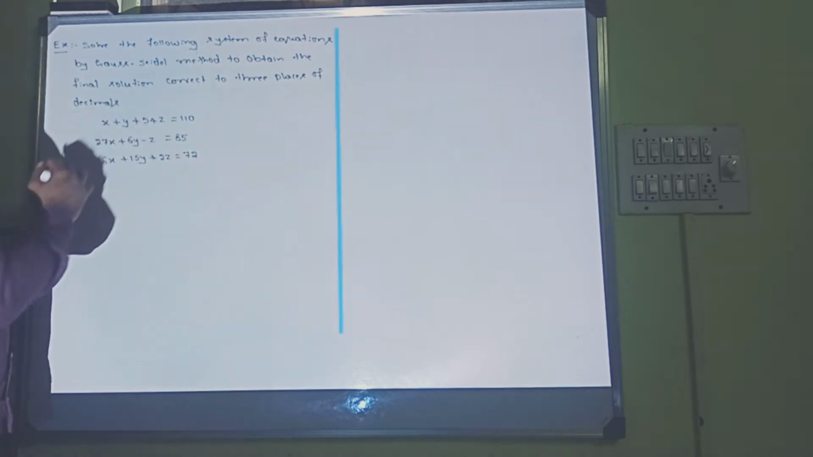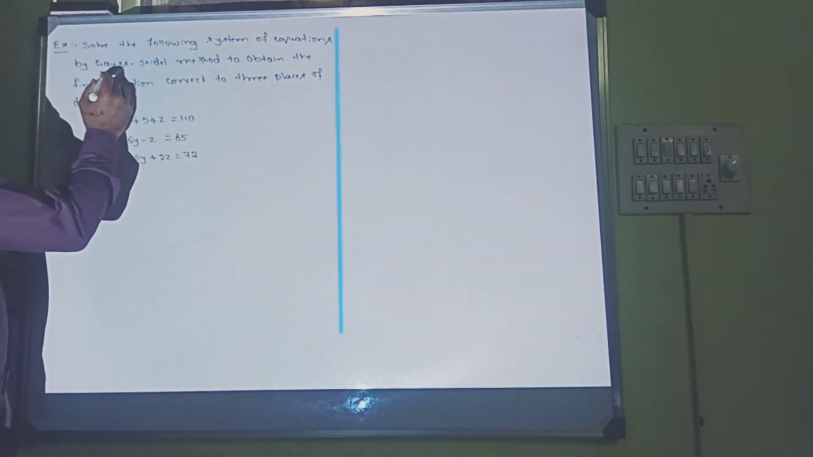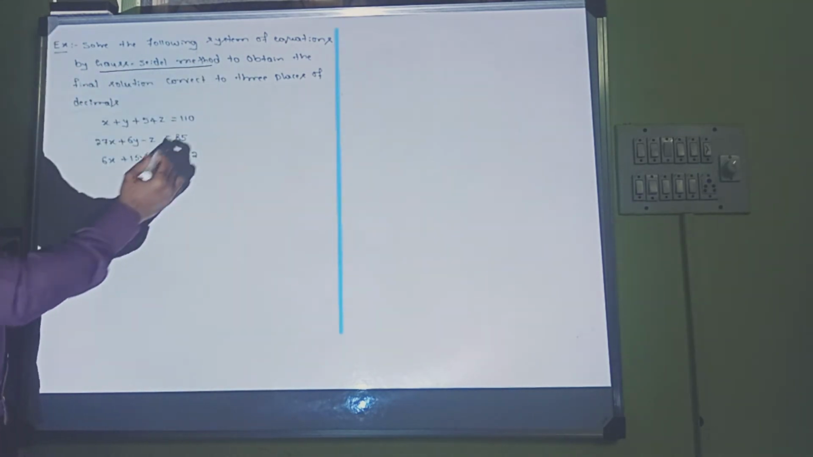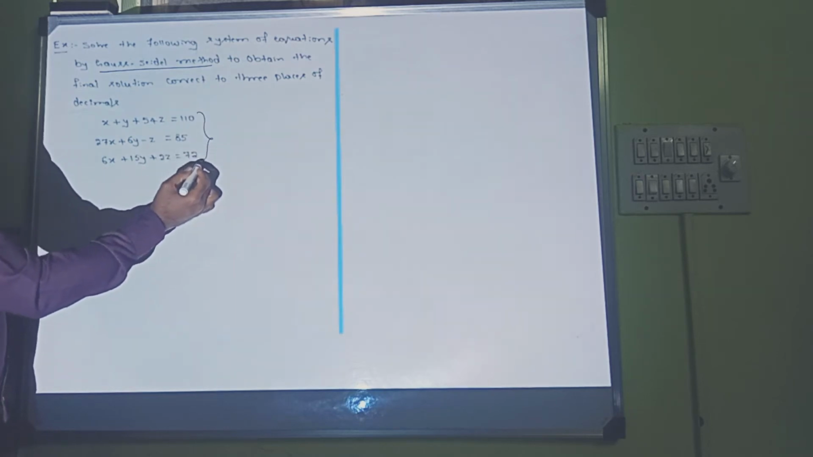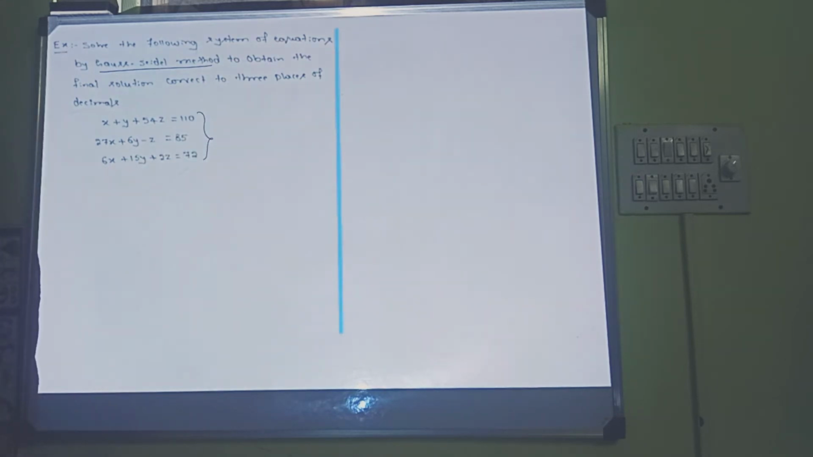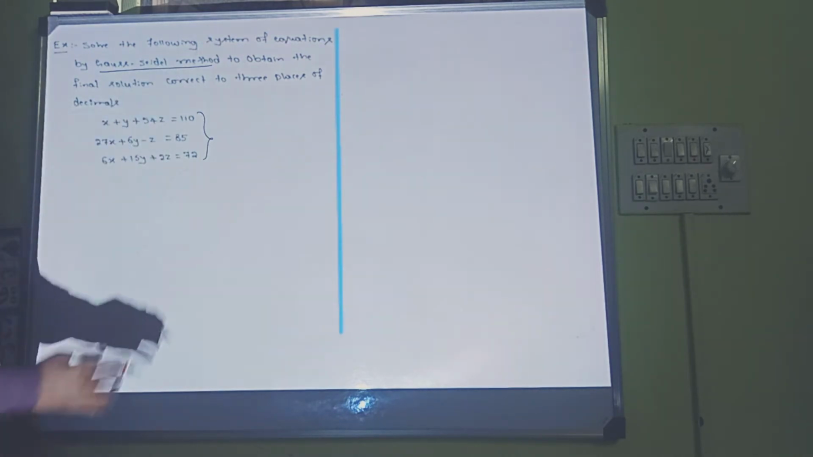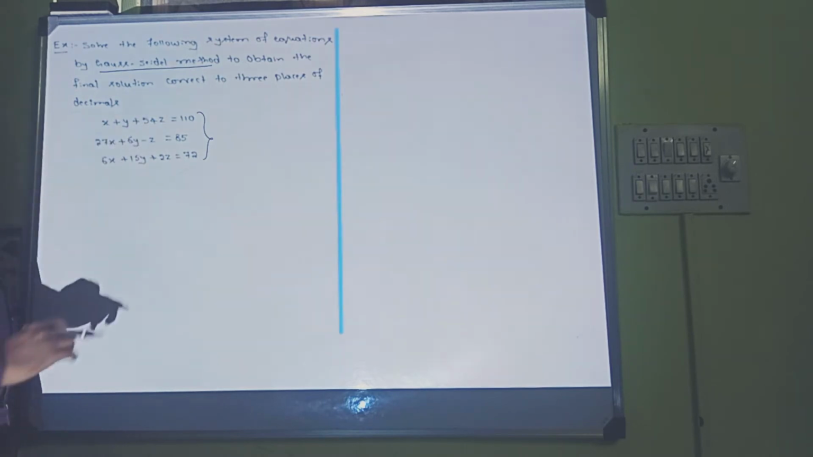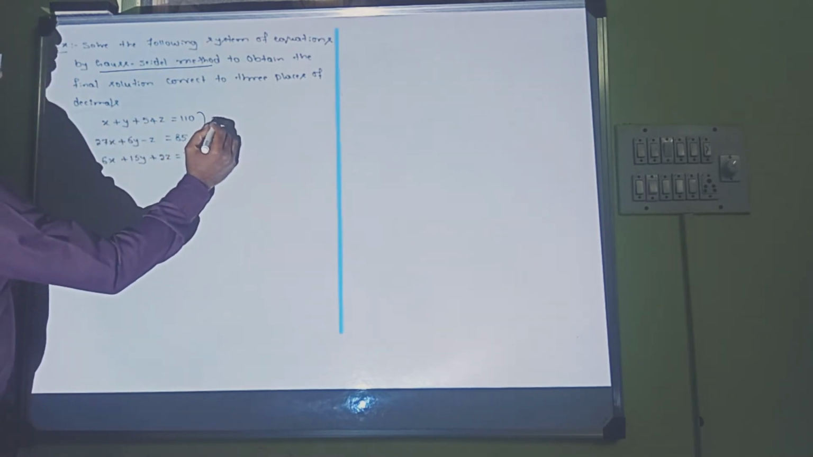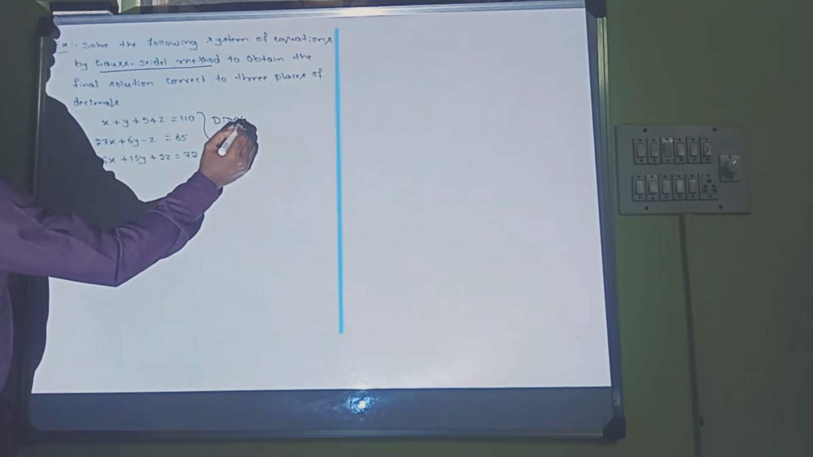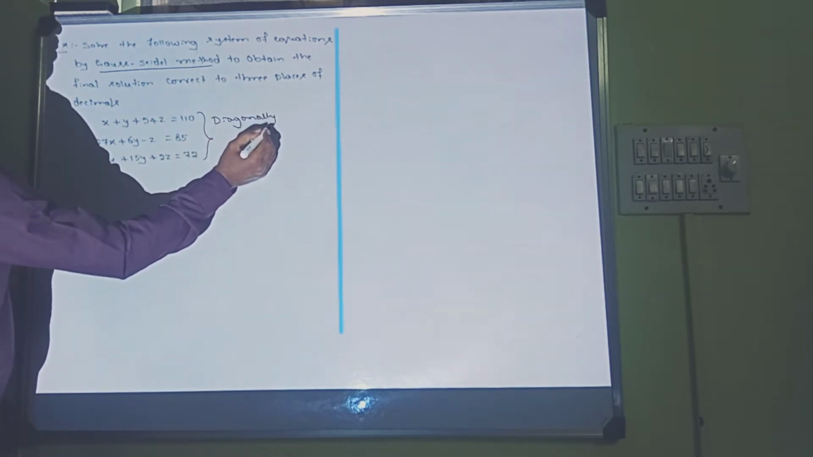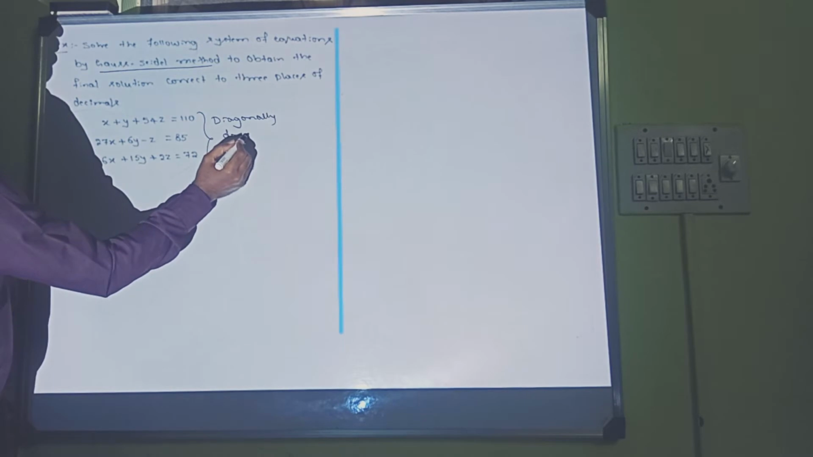Let us consider an example on Gauss-Seidel method. We need to solve this system of equations by using Gauss-Seidel method. What is the first observation we need to make? This system must be diagonally dominant.